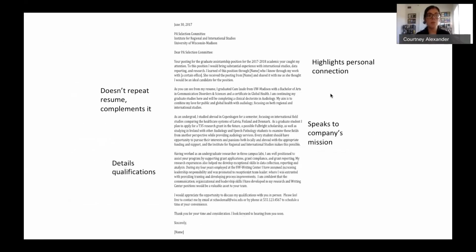So this is an example. I'm not going to read through the whole thing, but it starts with highlighting a personal connection. So saying, I learned of this position through this person who I know through my work with a certain office. She received the posting from this other person and shared it with me as she thought I would be an ideal candidate. You don't want to repeat your resume, but compliment.